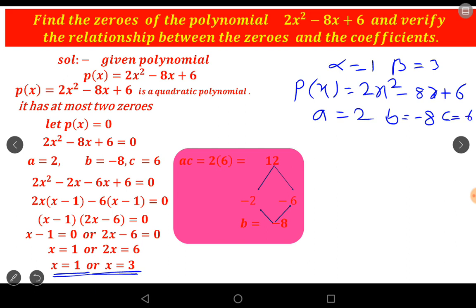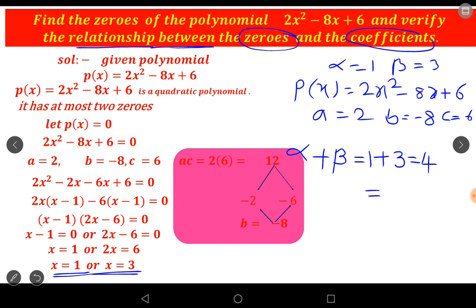Okay students, alpha beta right and coefficients also right, because we verify the relationship between zeros and coefficients. Here first of all, sum of zeros, alpha plus beta. Alpha plus beta means alpha is equal to 1, beta is equal to 3. 1 plus 3 equal to 4. 4 is written as 8 by 2. So 8 by 2 is also 4. This is the equivalent fraction of 4. 4 is equal to 8 by 2.